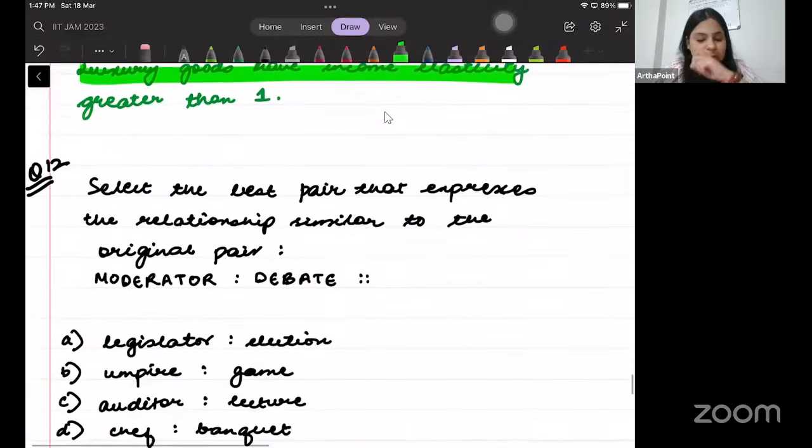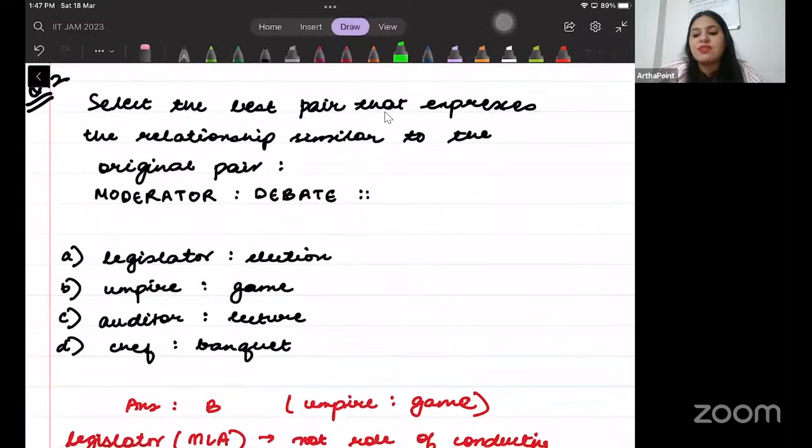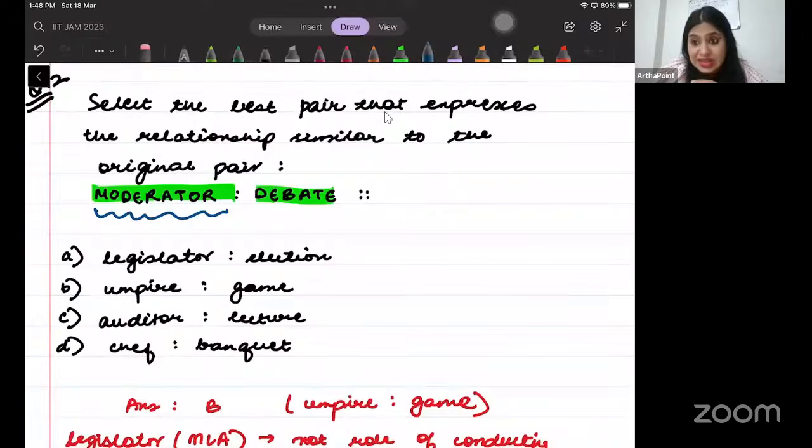Okay, now let's look at some of the kind of questions that can come from the English section. Select the best pair that expresses a relationship similar to the original pair. It says moderator is to debate. So what is the role of a moderator? The role of a moderator is to organize the debate, to make sure that people perform correctly and that nobody cheats, to moderate between people, that now you speak, you speak, you speak, right?